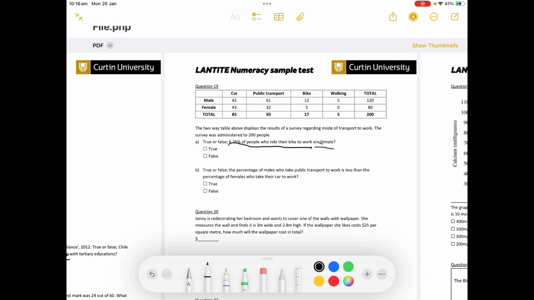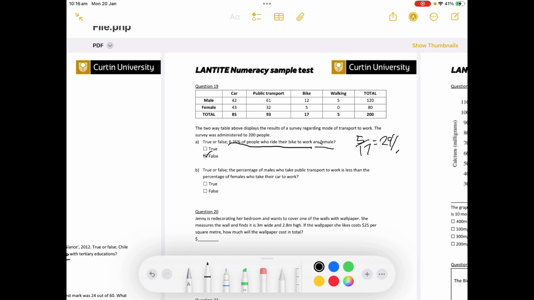Okay, so how many people do I have riding their bike to work? I have 17, and 5 of them are female. So we're doing 5 over 17. And as a percentage, that would be 29%. So I'm going to say that is going to be false.